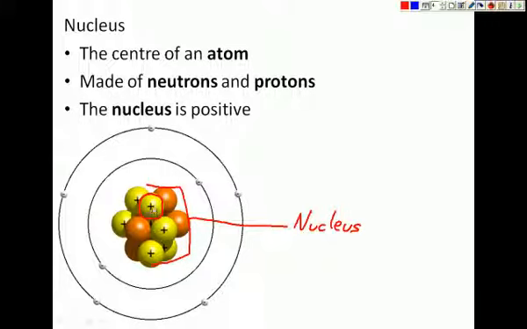Protons are positive. The other type of subatomic particle that the nucleus is made up of is neutrons. Neutrons have no charge. Okay, so the overall charge of the nucleus is positive plus no charge, so the overall charge is positive. Now surrounding the nucleus are electrons. They are not part of the nucleus. They are surrounding it.